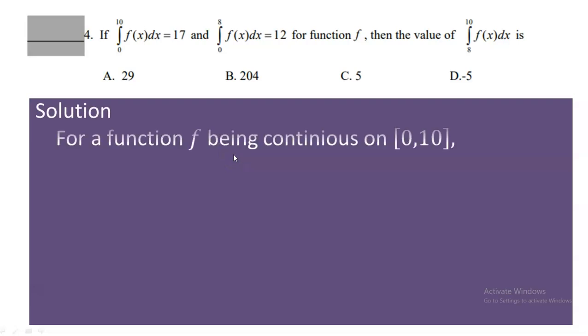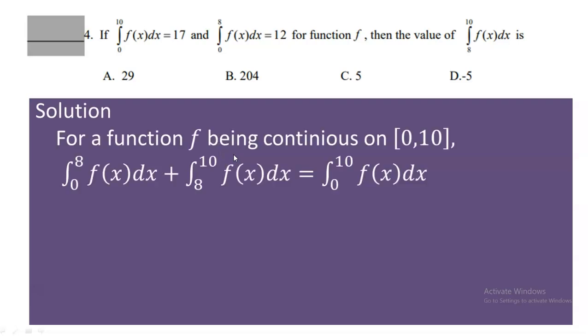So as you know, if the function is continuous on the interval 0 to 10, then the integral from 0 to 8 of the function plus the integral from 8 to 10 of the function must be the same as the integral from 0 to 10 of the function. This is one property of integration. As long as the intervals are not overlapping, we can have this kind of condition. Now, from this, you are asked to determine this value. You see the integral from 8 to 10 of f of x dx.